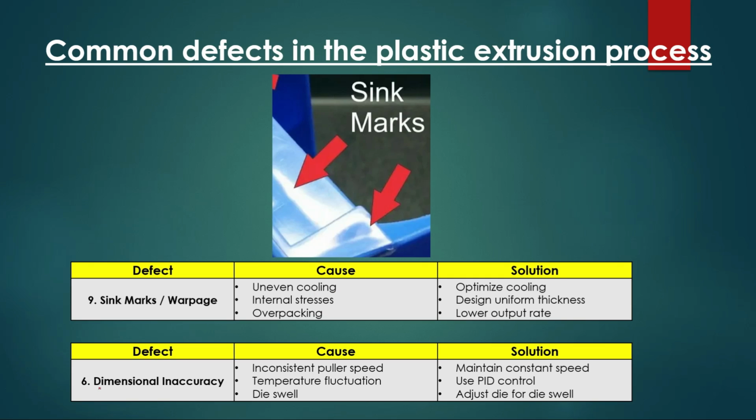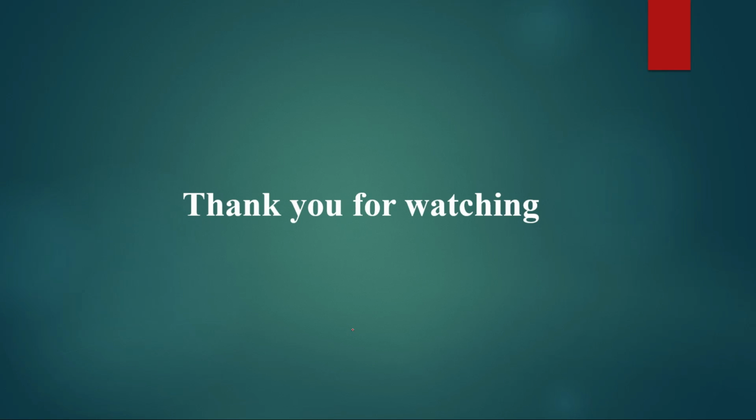Then we have dimensional accuracy. Suppose we have designed the part, and the final product does not come out as per the part dimensions, then we can say there is dimensional inaccuracy. So we need to properly monitor the speed of the extruded material. We need to adjust the die, so we can take care of those. So these are the general common defects in the extrusion process.